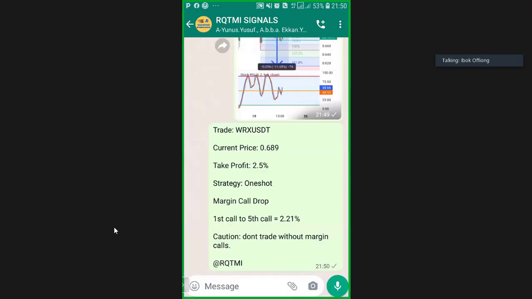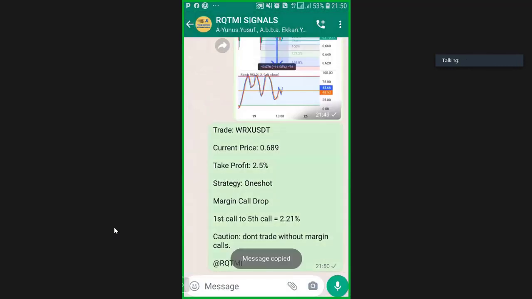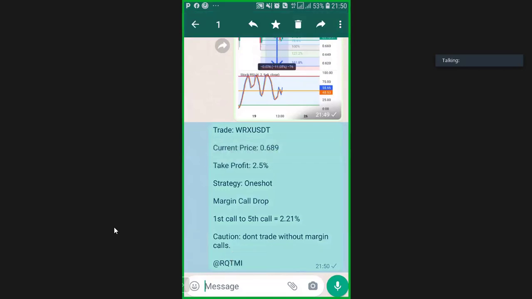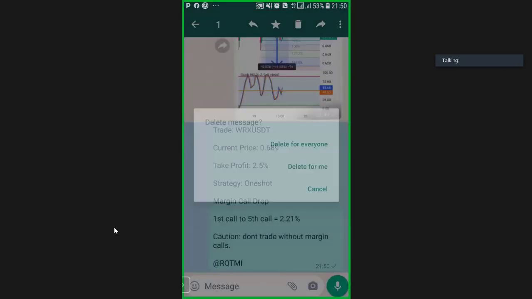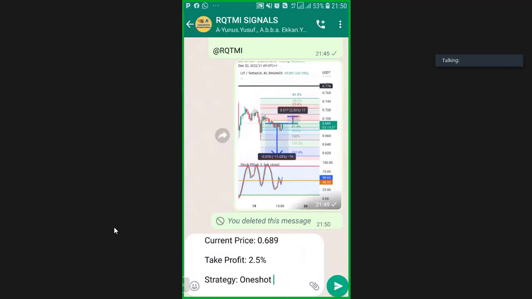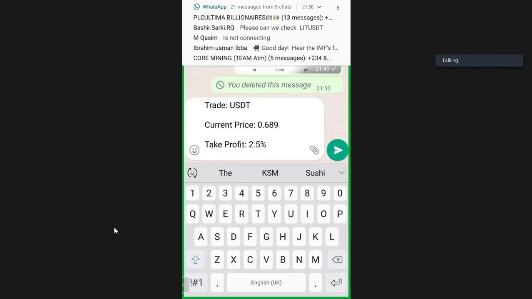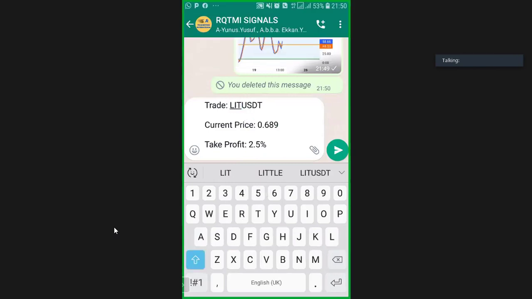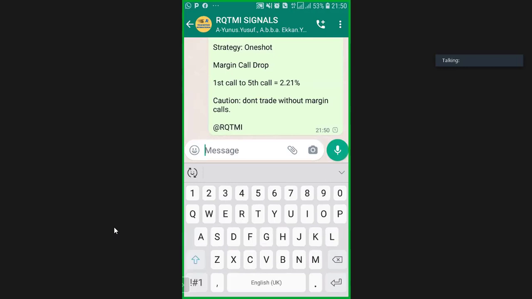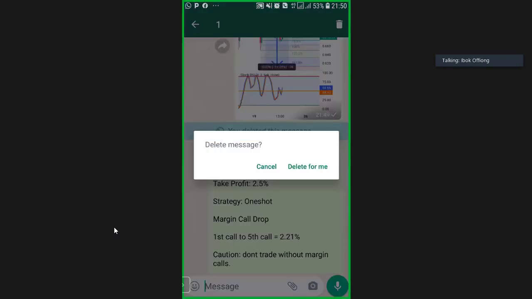Oh, sorry. It's LIT, not WRX. You have LIT. If you pick this coin, you enjoy your 2.5% LIT USDT. So that is it. That's how you pick a coin on an uptrend.